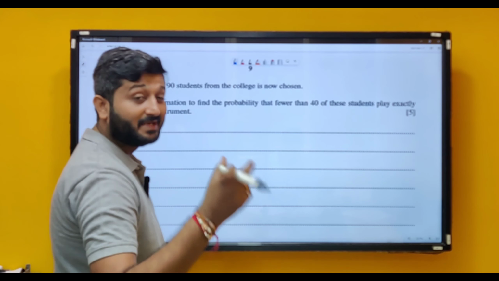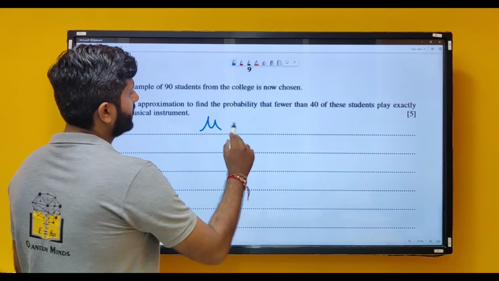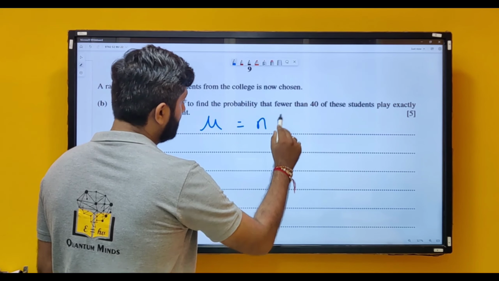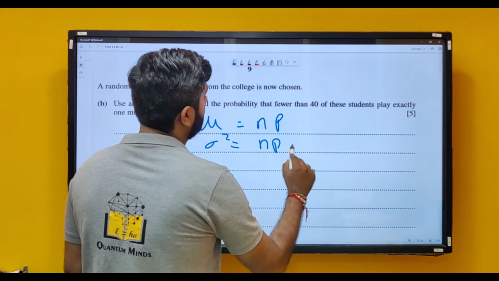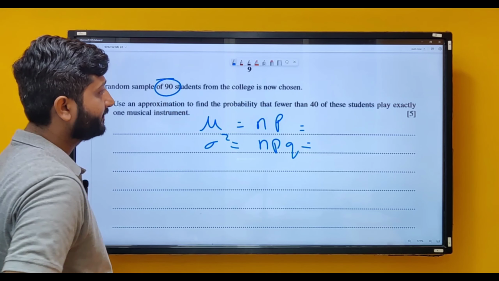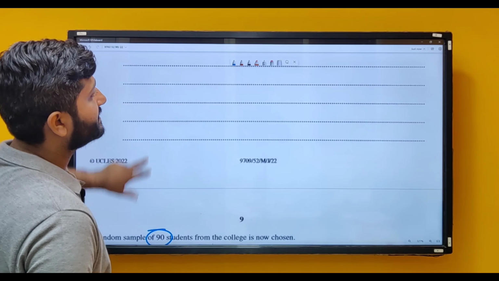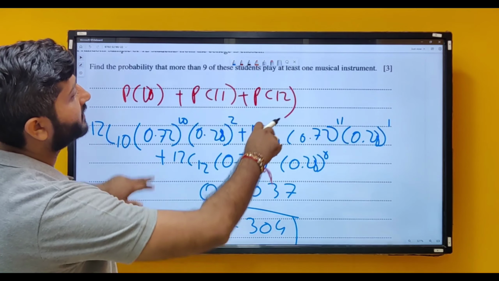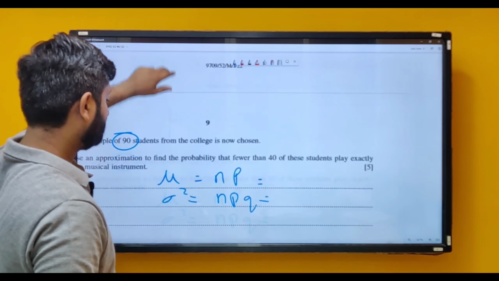For normal distribution, we need mean and sigma. Mean is mu, which is n into p. Sigma square is n into p into q. N is the number of trials. We have taken 90 students. I think the probability of students playing exactly one musical instrument is 52%. If I'm not wrong, yes, 52%.